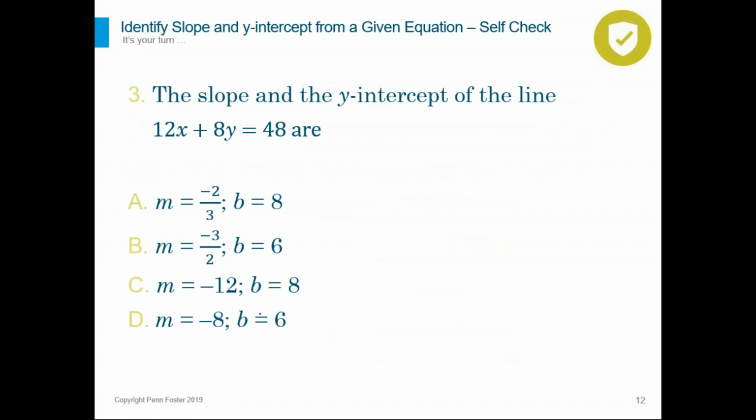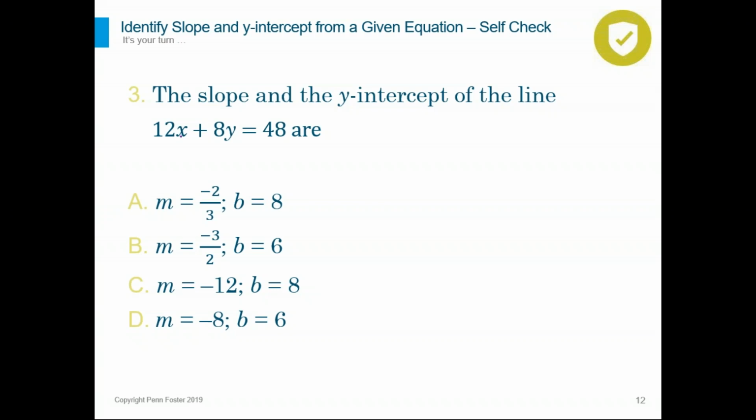Question for you to do. The slope and the y-intercept of the line, and you're given the equation 12x plus 8y equals 48, are what? What's the slope and what's b, or the y-intercept? Can we identify those from the given equation, or do we have to do something before we decide what's the slope and what's the y-intercept?